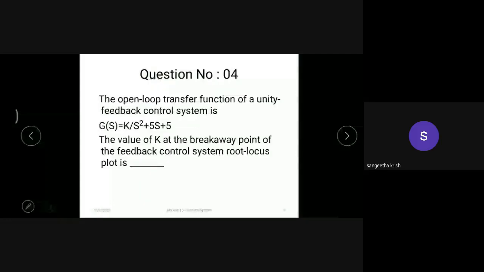G of s here is given as K divided by s square plus 5s plus 5. Just substitute and try to find the equation. So here I am getting s square plus 5s plus 5 plus K equal to 0. From this equation I can find the value of K. K is equal to minus of s square plus 5s plus 5.